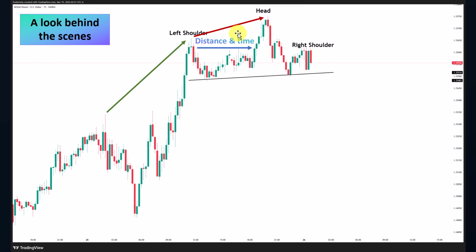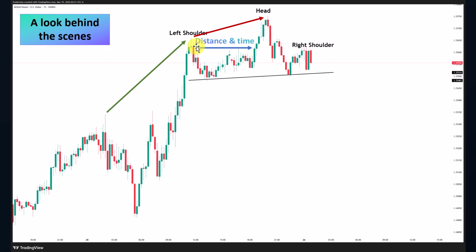Let's take a look behind the scenes of a head and shoulders pattern. There's so much more than just a head and shoulders pattern. So first of all, we can see the market is making higher highs, right? We can see that, but let's take a look at the highs. From here to here, the market made a very, very big push. And then from here to here, the market made a relatively small push.